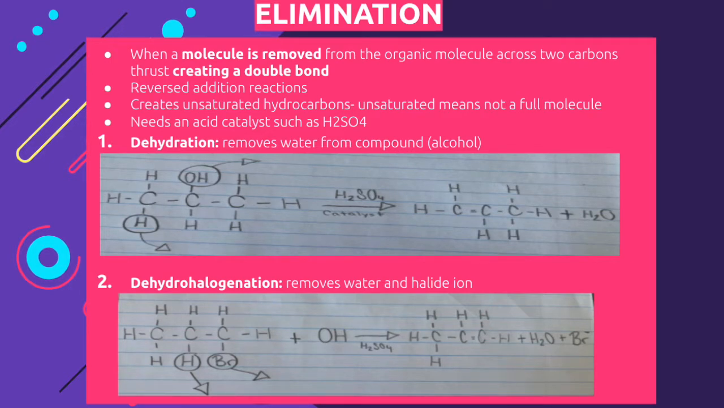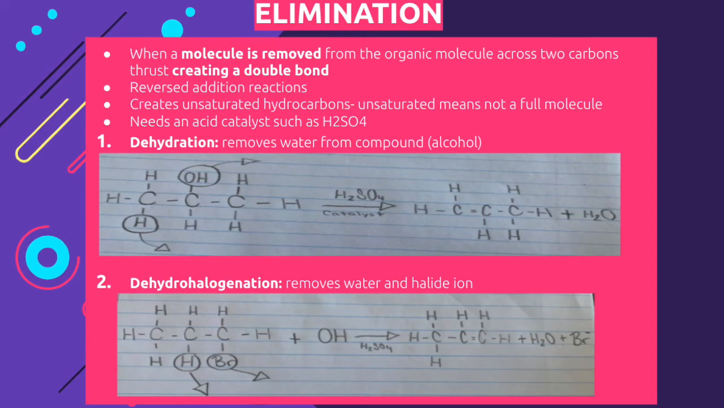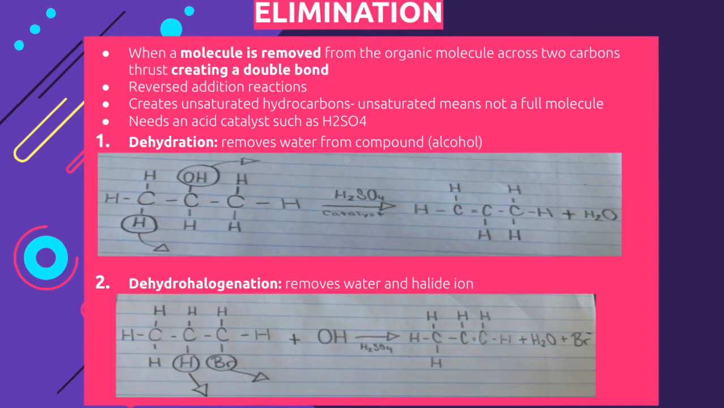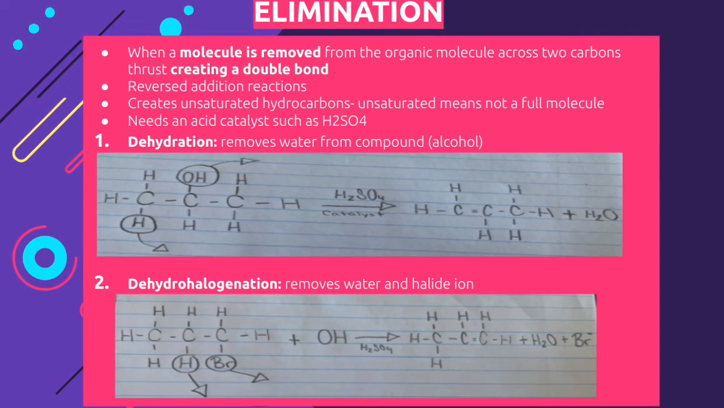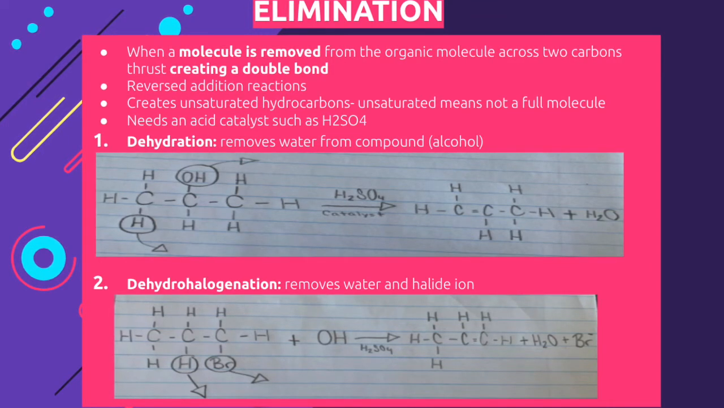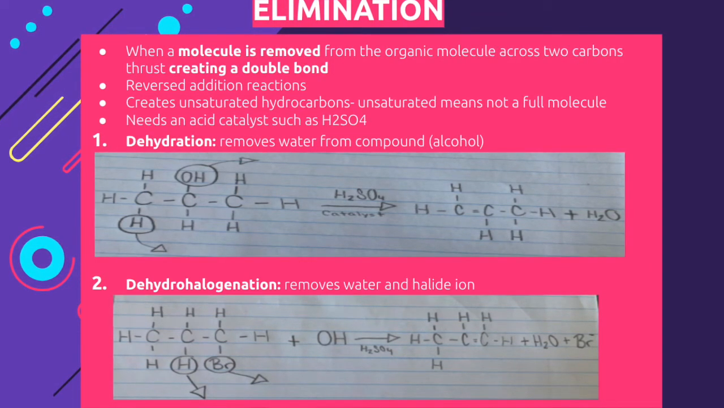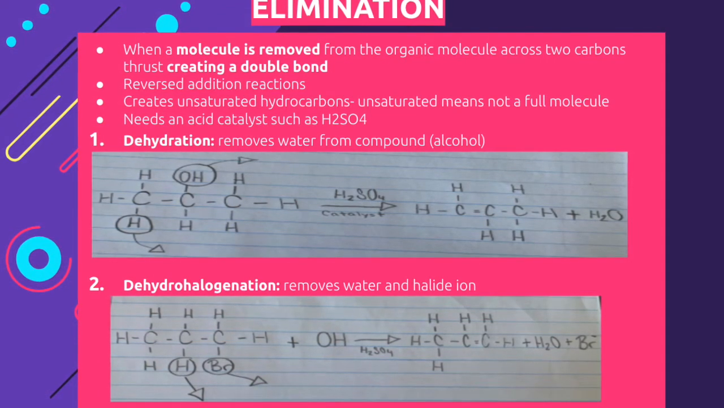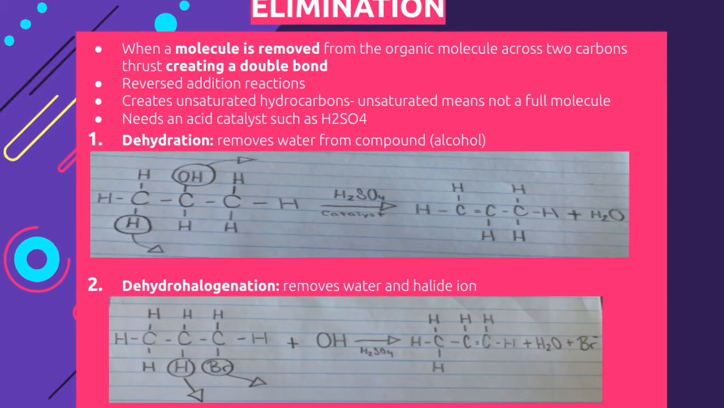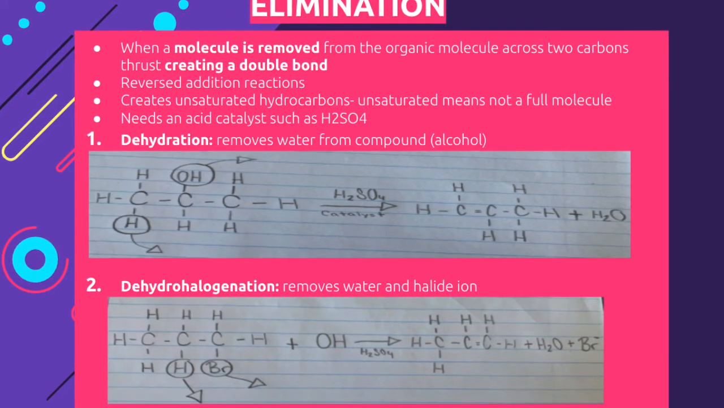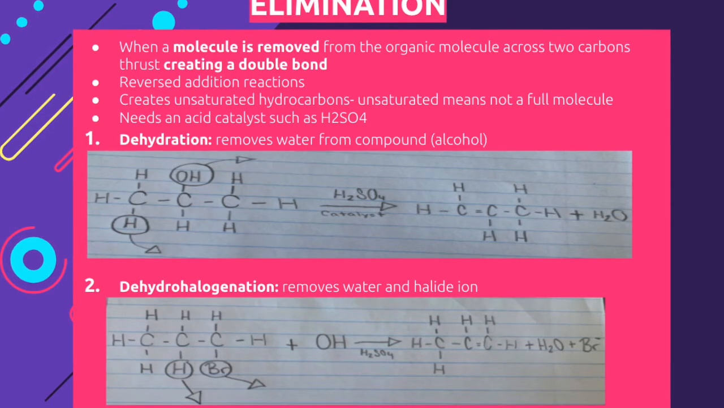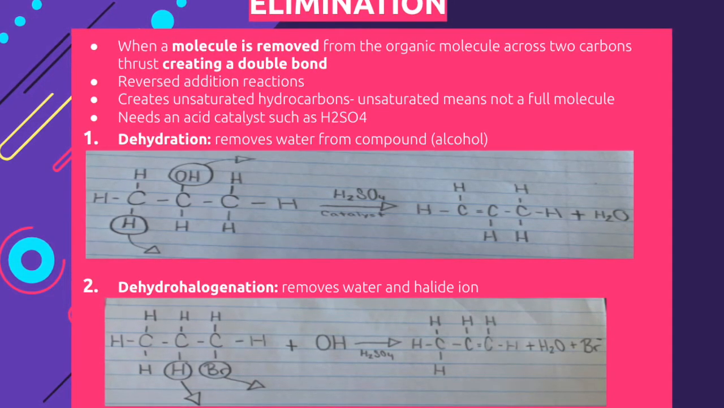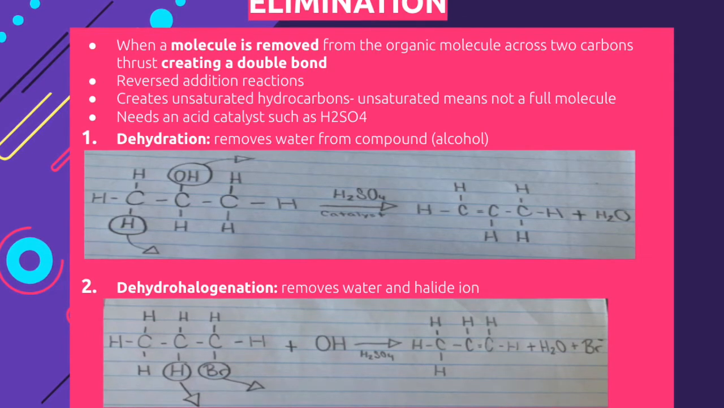The next reaction is elimination. This is when a molecule is removed from the organic molecule across two carbons, thus creating a double bond. It's the reverse of the addition reaction. It creates unsaturated hydrocarbons, and unsaturated means not a full molecule. This elimination reaction needs an acid catalyst, and you can use H2SO4. This elimination reaction comes in two different types: dehydration, which removes water from the compound, and dehydrohalogenation, which removes water and a halide ion.